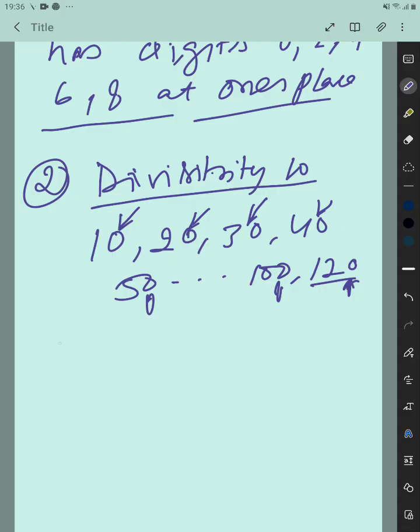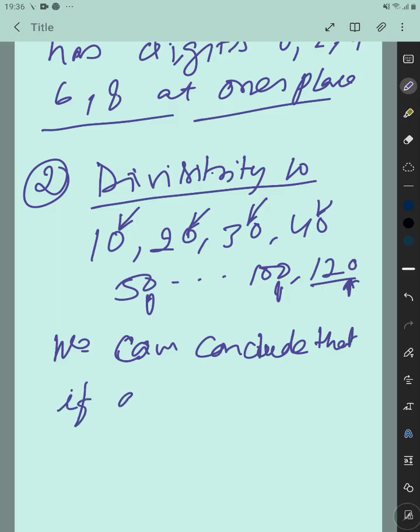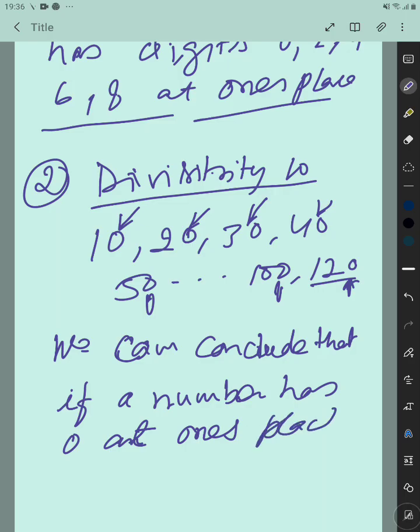So we can conclude that if a number has 0 at the ones place, then it is divisible by 10.